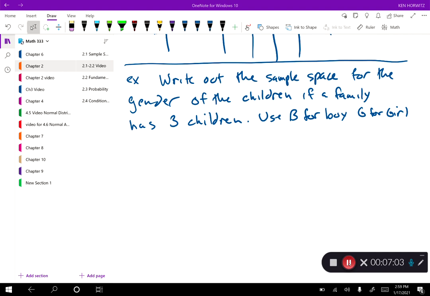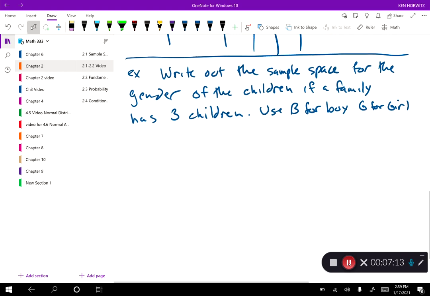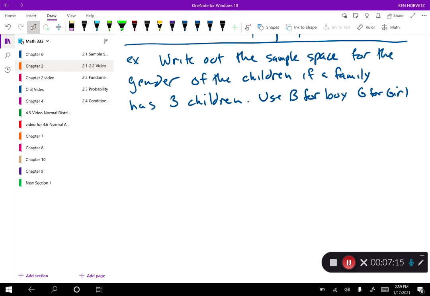All right, so hopefully you were able to fill in that chart. I did start it for you, so the filling in is just more of an activity to finish out what we all started together. I do want to give you a chance to try a sample space on your own. So here's the situation. We're going to write out a sample space for the gender of children if a family has 3 children. We're going to use B for boy and G for girl. So why don't you pause the video once again and take a shot at writing out this sample space on your own. We'll do it together when you come back.